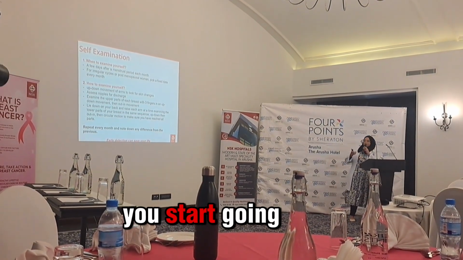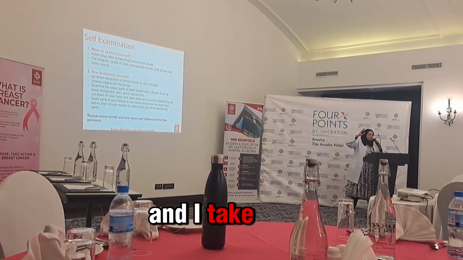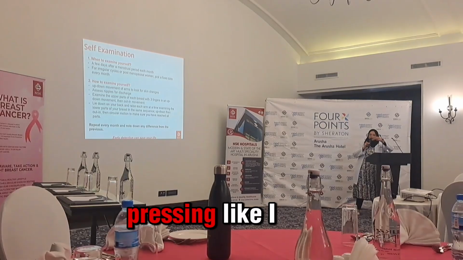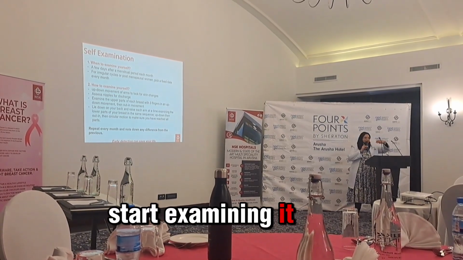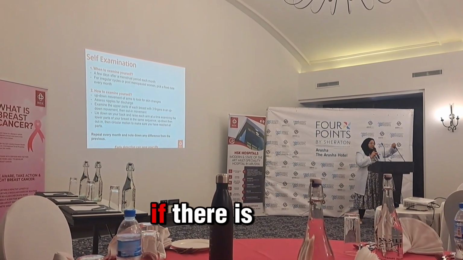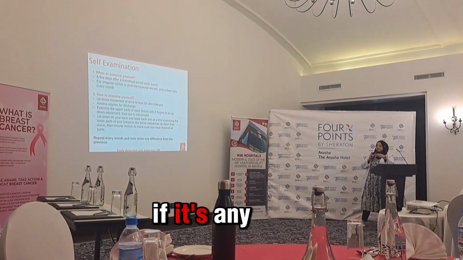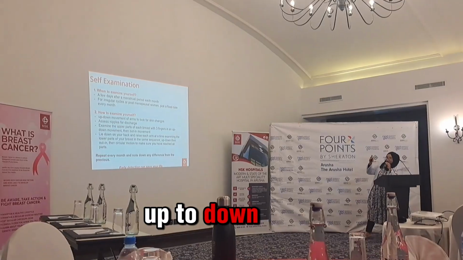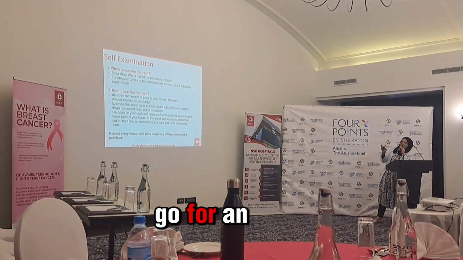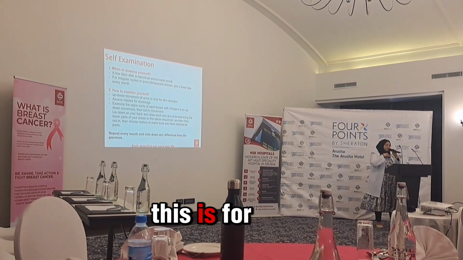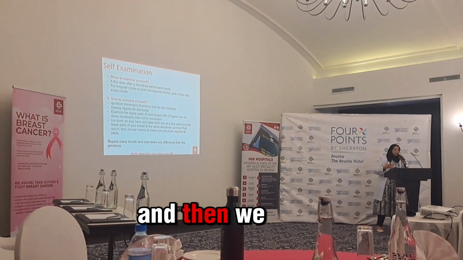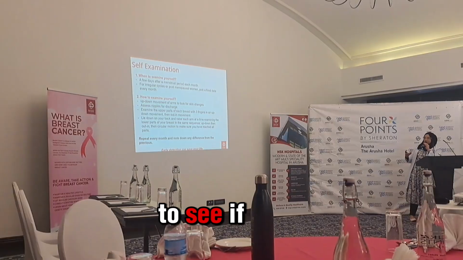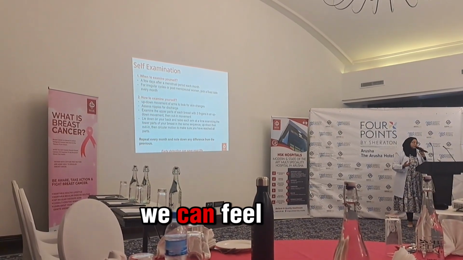When you're done with that, you start going to one breast at a time, and I take my left hand, these 3 fingers, and I start pressing, like I start examining it myself. I press to see if there's anything that I can feel, any mass that is abnormal. So we first start with an up to down movement, and then we go for an outer to inside movement. This is for the upper part of the breast. And then we lie down and we repeat the same in the lower part of the breast to see if there's anything that we can feel.